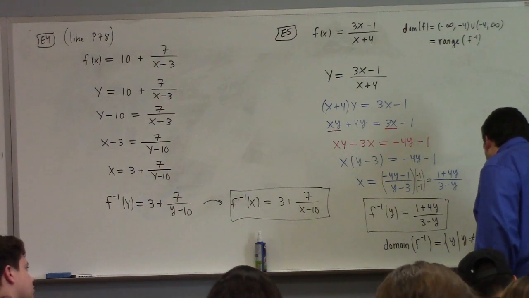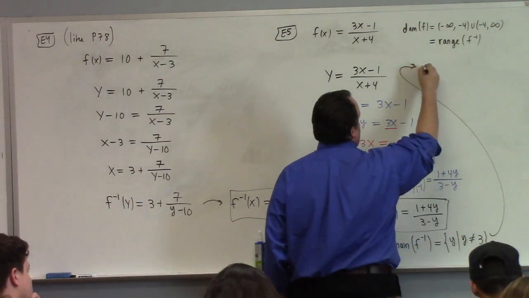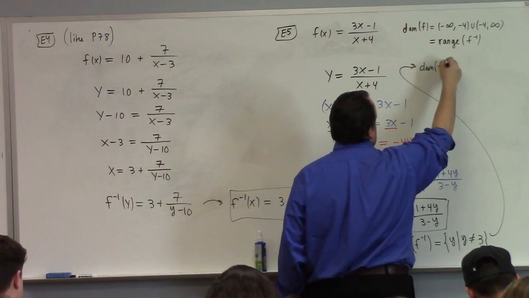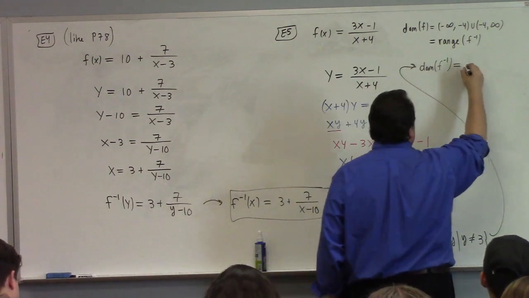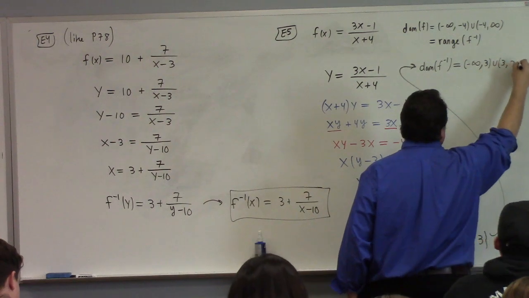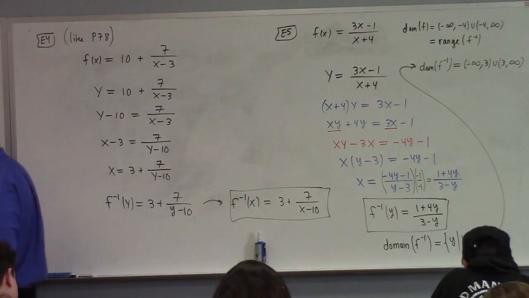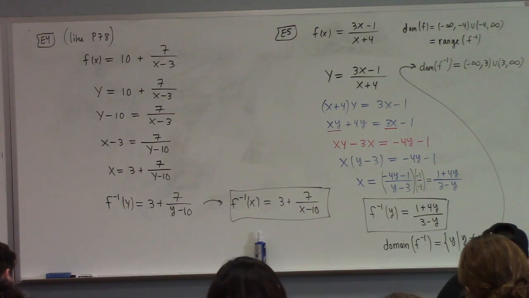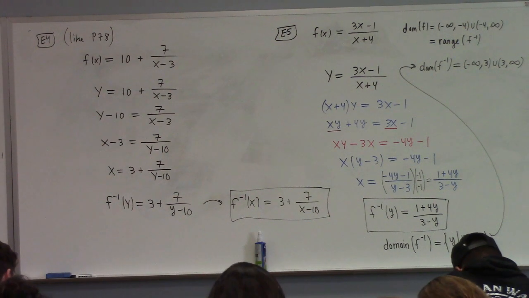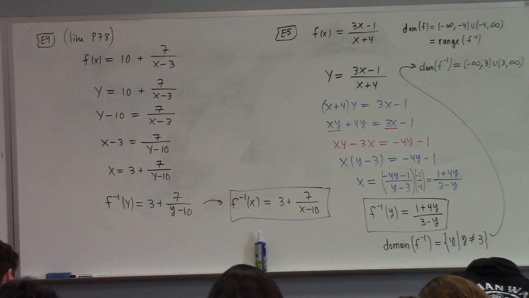Now let me write that in interval notation up here. So we've got the domain of f inverse is equal to minus infinity to 3 unioned with 3 to infinity. And so remember what we talked about last time? The domain of the function is the range of the inverse function and vice versa. The range of the function is the domain of the inverse function.